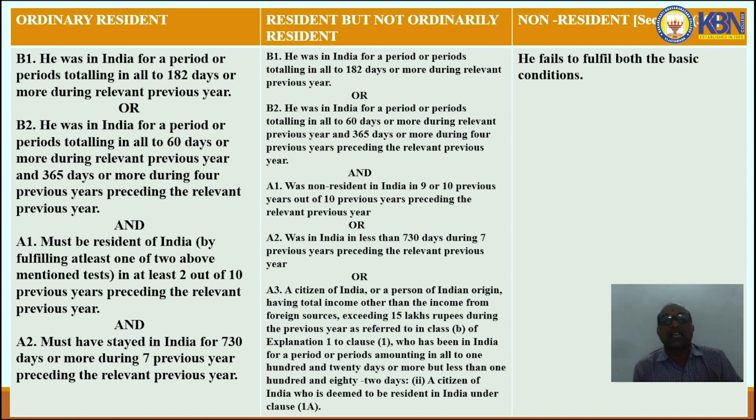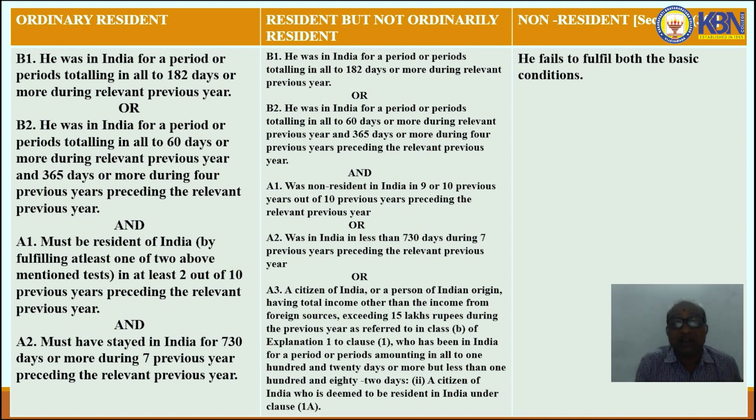So the next category is resident but not ordinarily resident. In this category, the basic conditions are common, but he fulfills any one of the basic conditions, and he has to fulfill any one of the additional conditions. In case of ordinary resident, he has to fulfill one of the basic conditions and both additional conditions. Whereas in case of not ordinarily resident, he has to fulfill one of the basic conditions and one of the additional conditions.